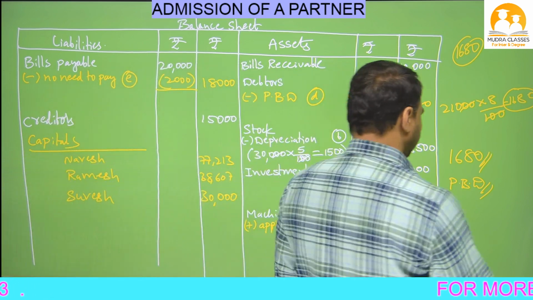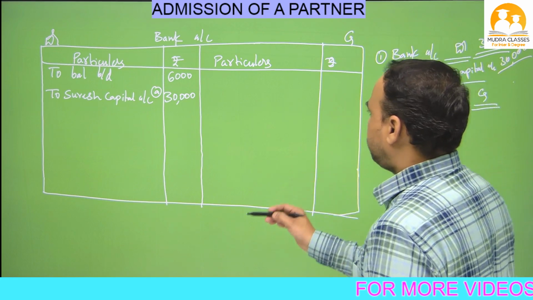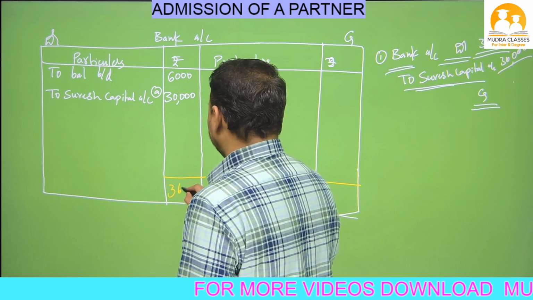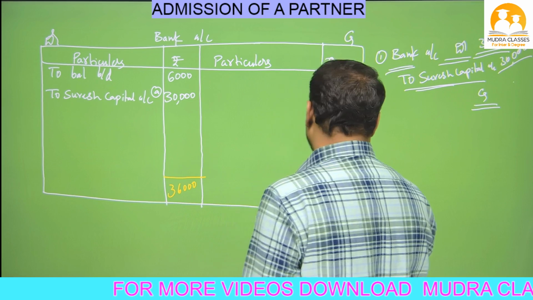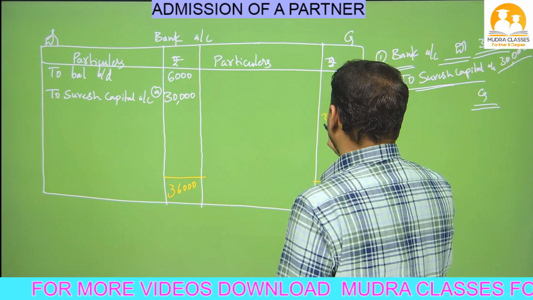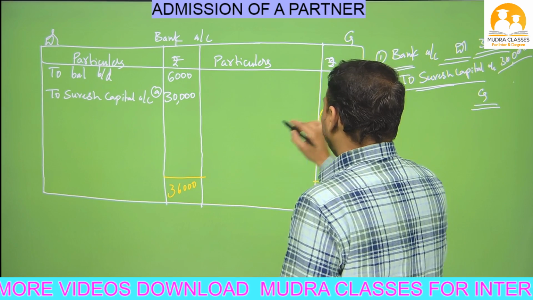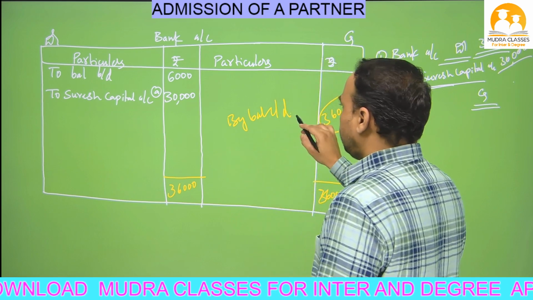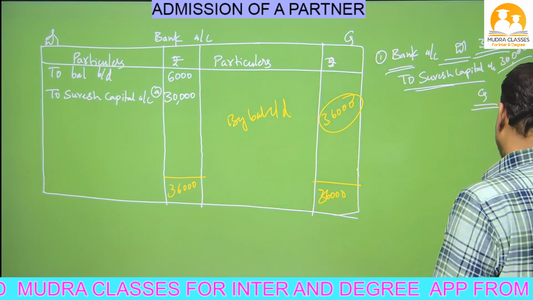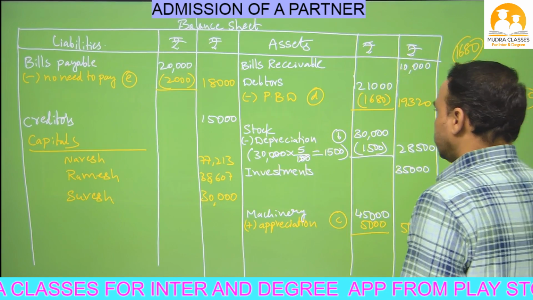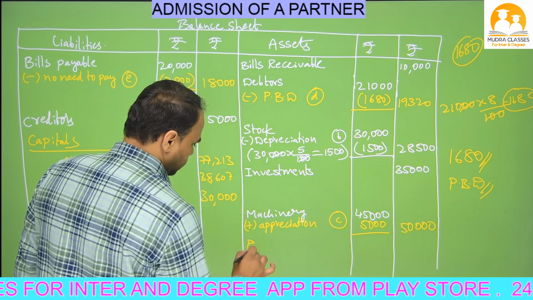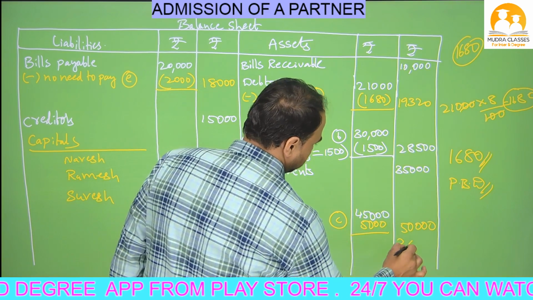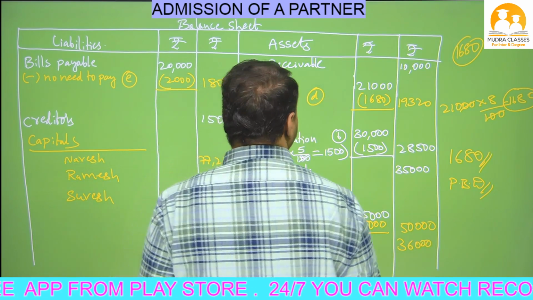Now close the bank account. 30,000 plus 6,000, 36,000 rupees. The same amount we will write here, 36,000 rupees. This is called the closing balance, by balance carried down. This balance we have to write again in the balance sheet on the asset side. So in the balance sheet asset side we have to write bank balance 36,000.